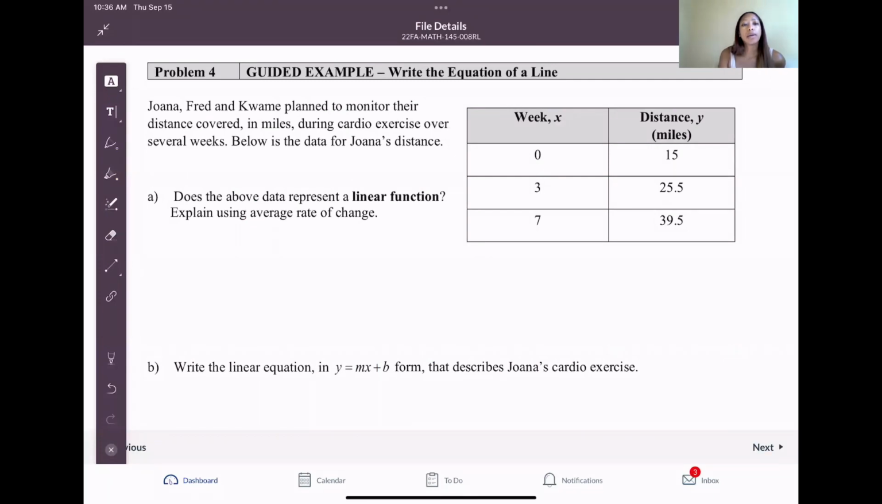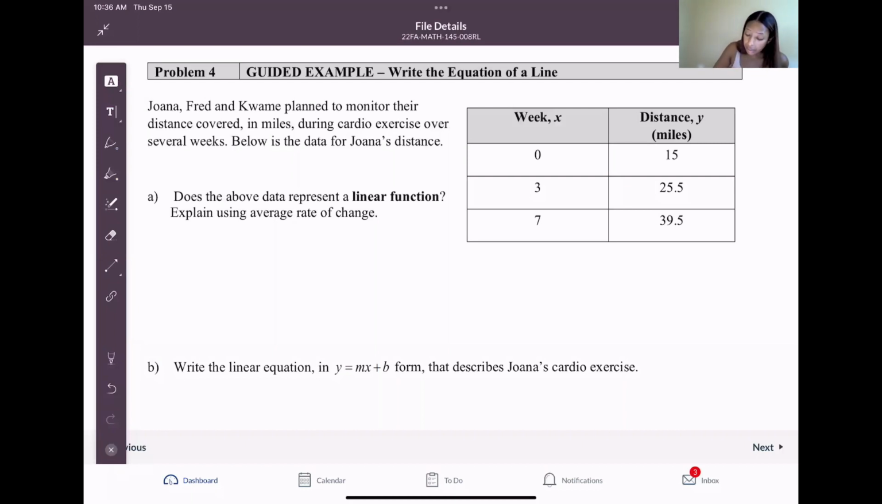Joanna, Fred, and Kwame plan to monitor their distance covered in miles during cardio exercise over several weeks. Below is the data for Joanna's distance. Does the above data represent a linear function? Explain using average rates of change.